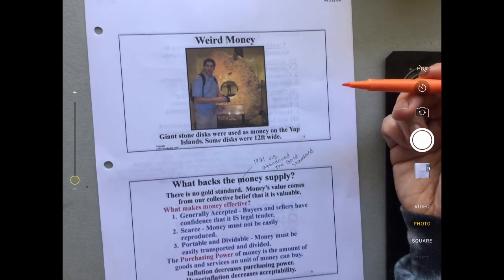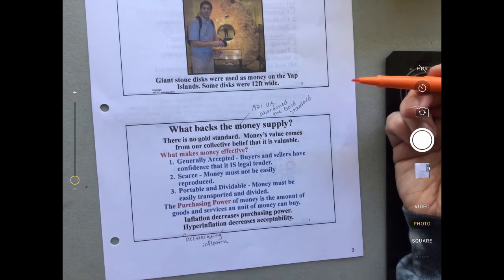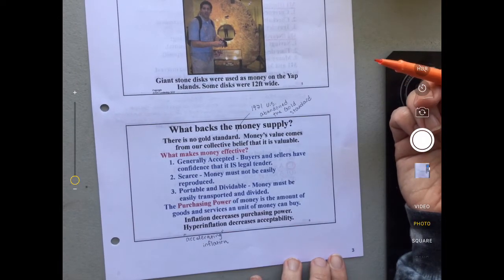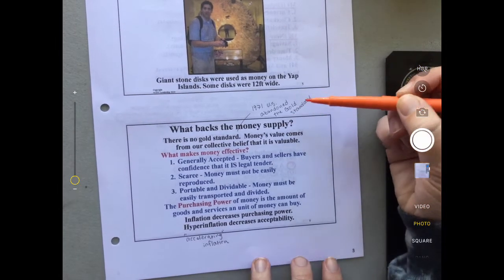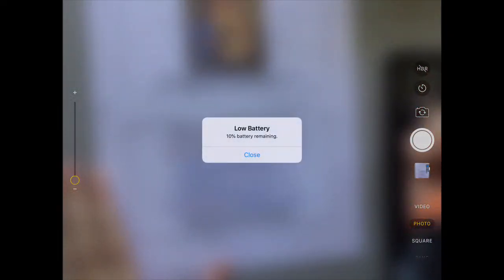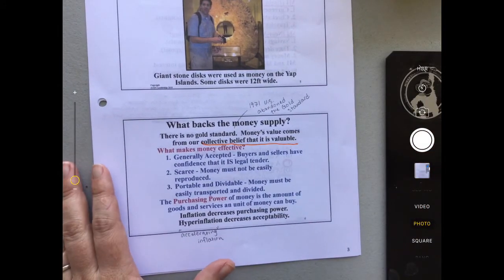All right. Well, what backs the money supply? We no longer use the gold standard, and neither does any country. We stopped using the gold standard under Nixon in 1971. All right, so money's value no longer comes from a gold backing. It comes from the collective belief that it's valuable. We have all decided that this money is valuable and we want it.